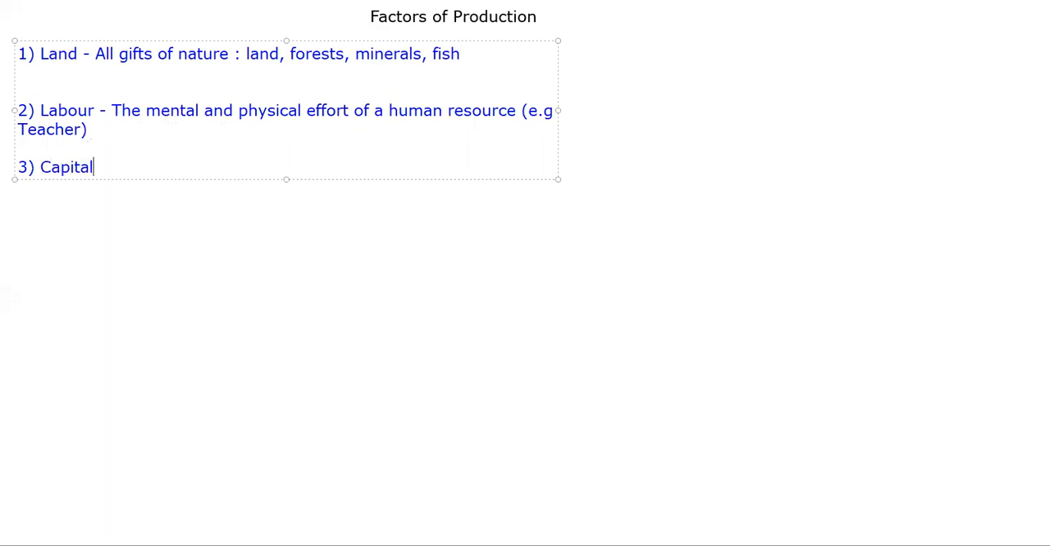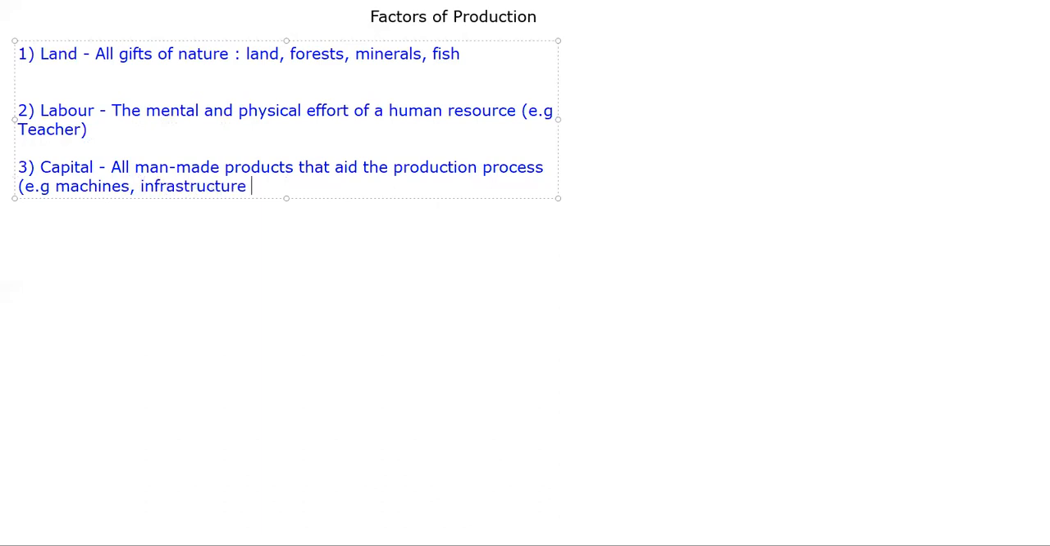Then you have capital, and a huge misconception with capital is that it's just machines. No. The way we'll define capital is all man-made products that aid the production process. So basically, you produce something, it's man-made, and it further helps produce other things. Examples include machines, but also infrastructure and other related things. Anything that helps you further produce other goods and services, that aids in the production process. That's true for machines, it's true for infrastructure, and it might be true for dams and stuff of that sort.